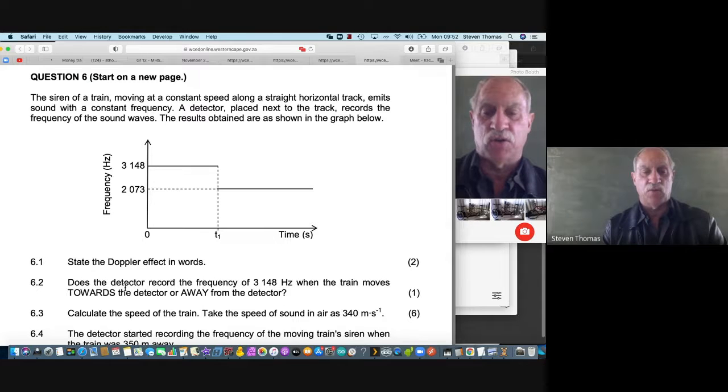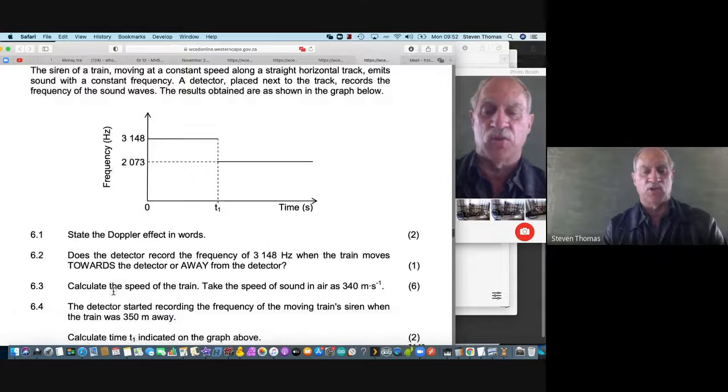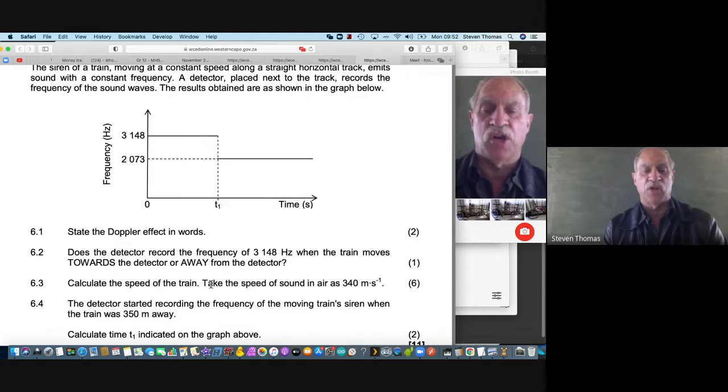Does the detector record the frequency of 3148 when the train moves towards or away? Towards, because it's always higher when it's towards. Calculate the speed of the train. Take the speed of sound in air as 340.